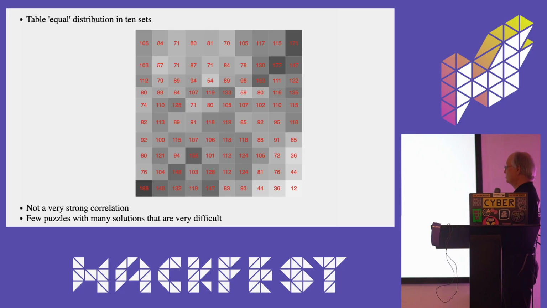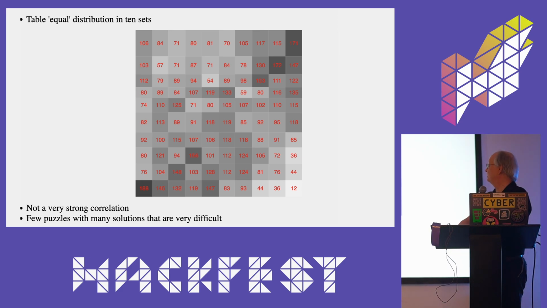And so what you see is that if it were completely equally spread out, then every square would have the number 100. If it's lower than 100, then there are fewer puzzles than you would expect. And if it's darker and higher than 100, then there are more. So what you see is that it's still quite gray, and the only thing you notice is that there are not so many puzzles that are very difficult and have many solutions. That's a little bit what you would expect.